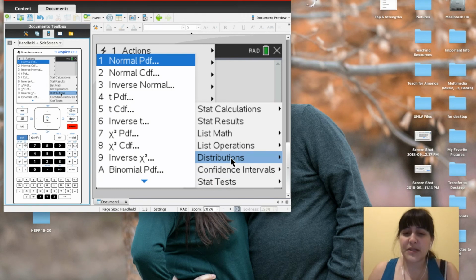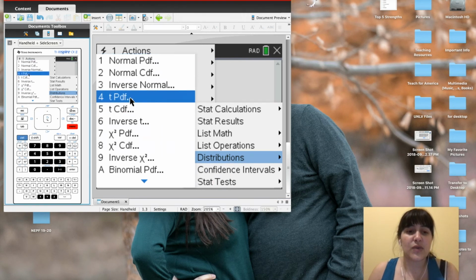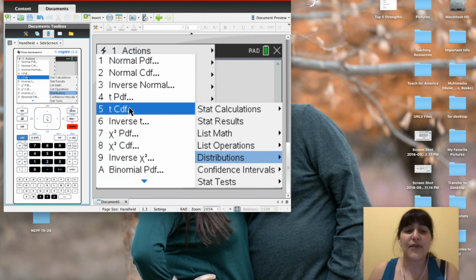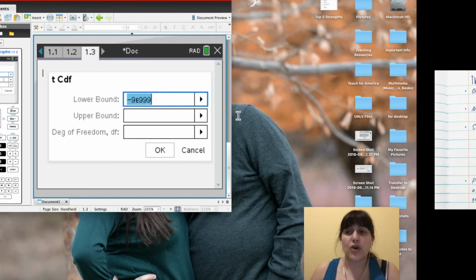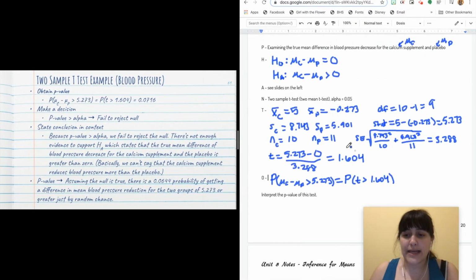But for our purposes, we're going to distributions, and this is T. So we are going to T CDF, right? Not PDF, CDF. So I have lower bound, upper bound, and degrees of freedom. So if I go back to my data here, what I'm trying to find is the probability that T is greater than 1.604. So I'm shading above 1.604 if I sketched this out.